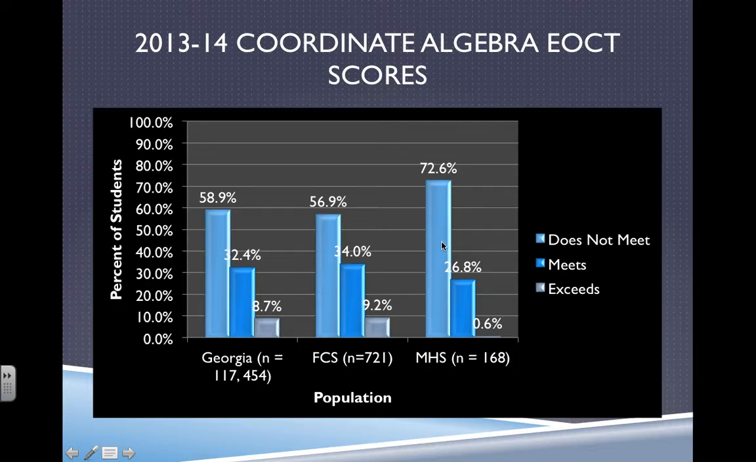And you can see here that in 2013-14, a significant number of Model High School students did not meet the expectations in the coordinate algebra test. 26.8% were a little closer to the Georgia and Floyd County schools percentage, but still below it, and we are significantly below it in the exceeds category. So we had some work to do. It was not the best performance there.